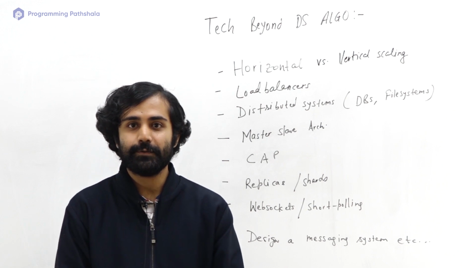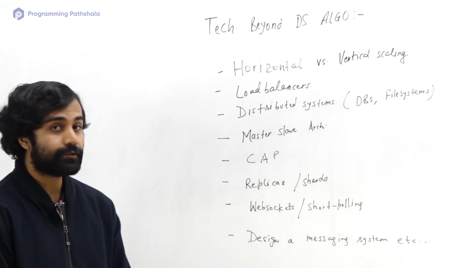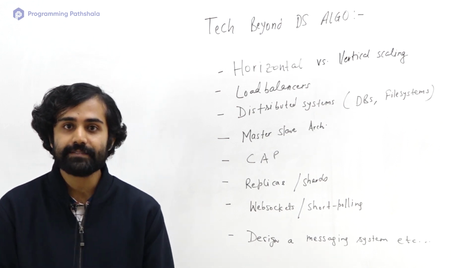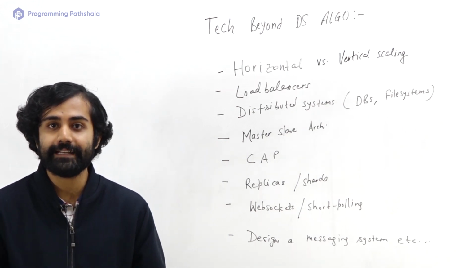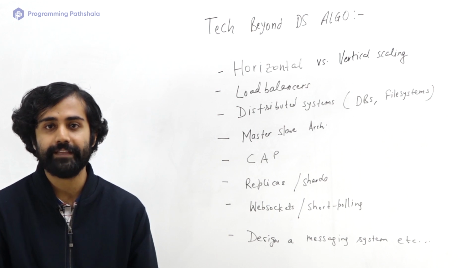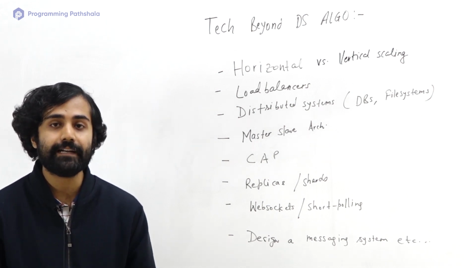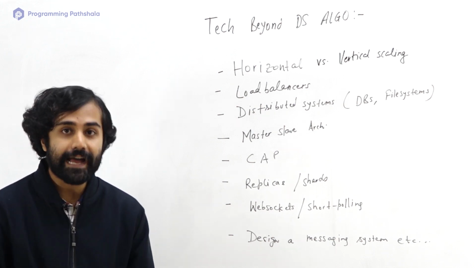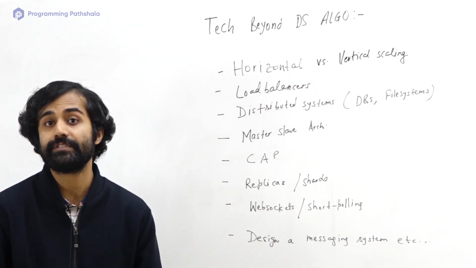Hi everyone. So now we'll continue on to the next part of Tech Beyond DS Algo. In the last part we learned that apart from knowing data structures, algorithms, problem solving, and coding, we should also be good at low level design. So now we are going to talk about high level design, which is also called system design.